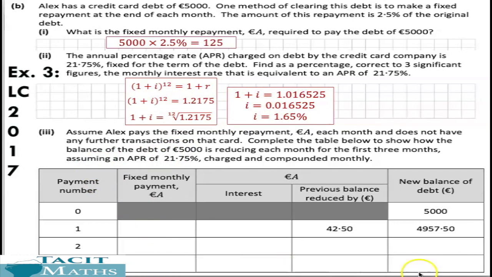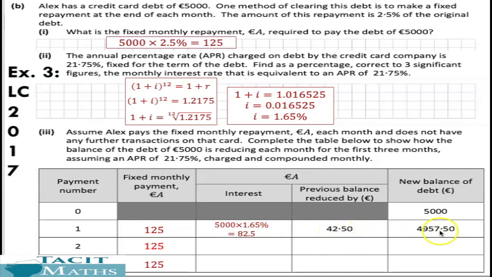Now this is the interesting part down here. This is how loans work, and it's actually a great question for getting you to understand how loans work. So the fixed monthly payment is going to be 125 each month, right? Now the problem is that the interest rate is 1.65%, and that's 1.65% of what you owe at the start of that month. So at the very first month, we owe €5,000, so it's 1.65%, so that's €82.50. So the sad thing is that of the €125 that we pay back that first month, €82.50 is actually interest.